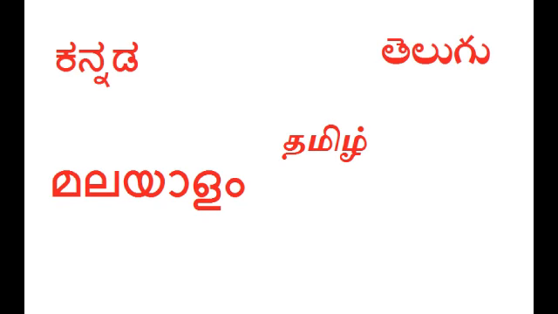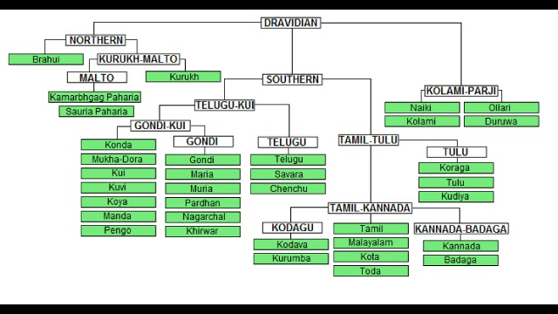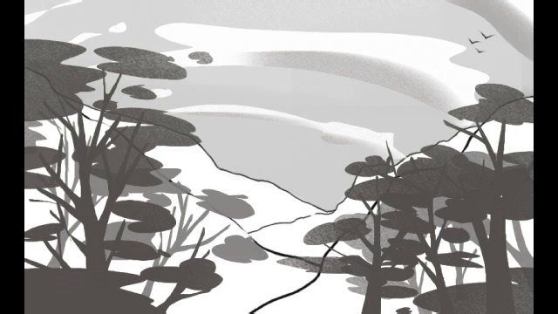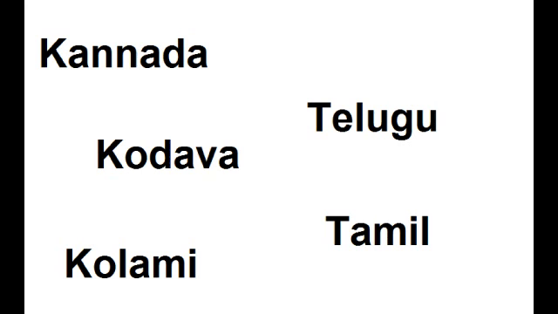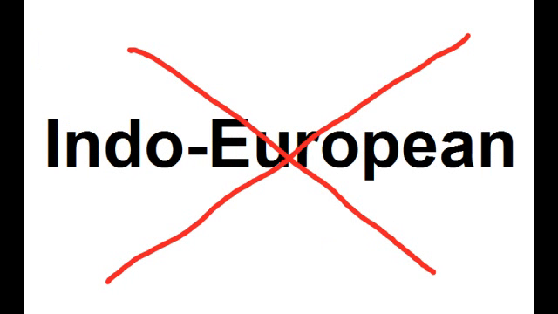Tamil, Malayalam, Telugu, Kannada, Brahui, and a great many others make up the Dravidian language family, with the ancestor of them all, Proto-Dravidian, spoken by a group of people who lived near a hot, dry, deciduous forest somewhere in this region.